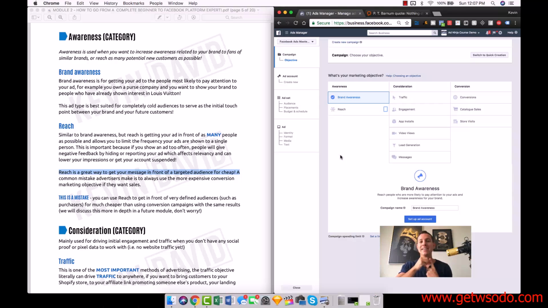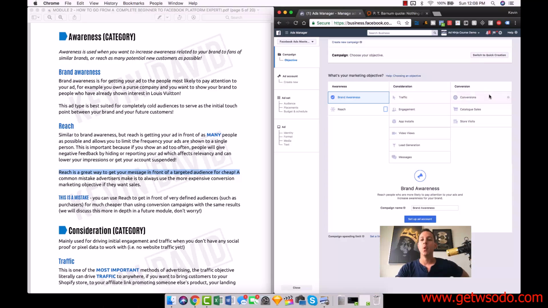If I have a very defined audience, reach is actually a fantastic marketing objective to use to get my ad in front of all of those people for very cheap. So a lot of people would make a mistake here and they'd say, I'm just going to run a conversion campaign for my purchasers, right? Instead of doing that, actually, because the conversion marketing objective, Facebook knows that they can charge more for that, right? Because they're showing your ad only to people who are likely to convert. But in this specific case, if you're marketing to people who've already purchased from you, you know that they're likely to convert because they've already converted, right?